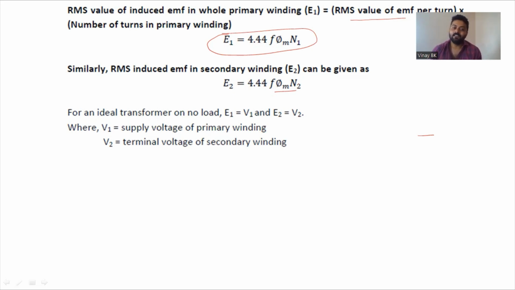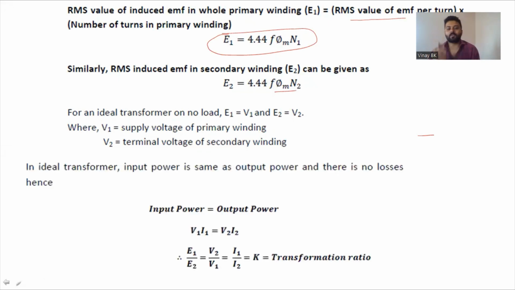There are no losses in an ideal transformer, and the input power is always the same as the output power. With the help of that, if a question asks you to write the voltage and current relations, that is the transformation ratio. You are defining the ideal transformer, where input power is the same as output power and there are no losses. So I can rewrite: input power equals output power. Input power is V1 I1 and output power is V2 I2.